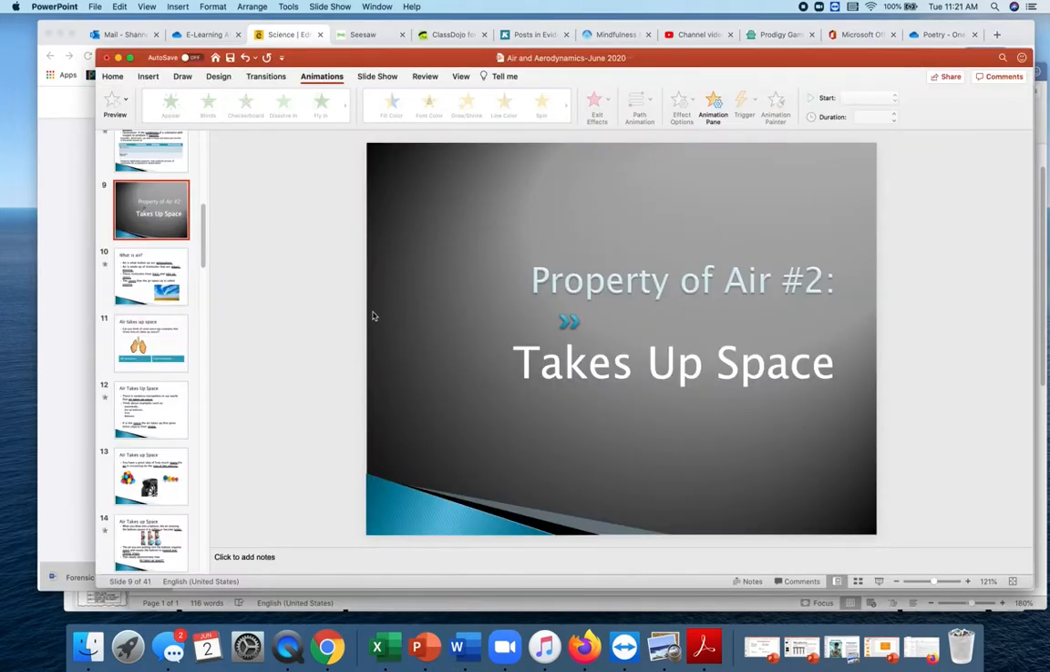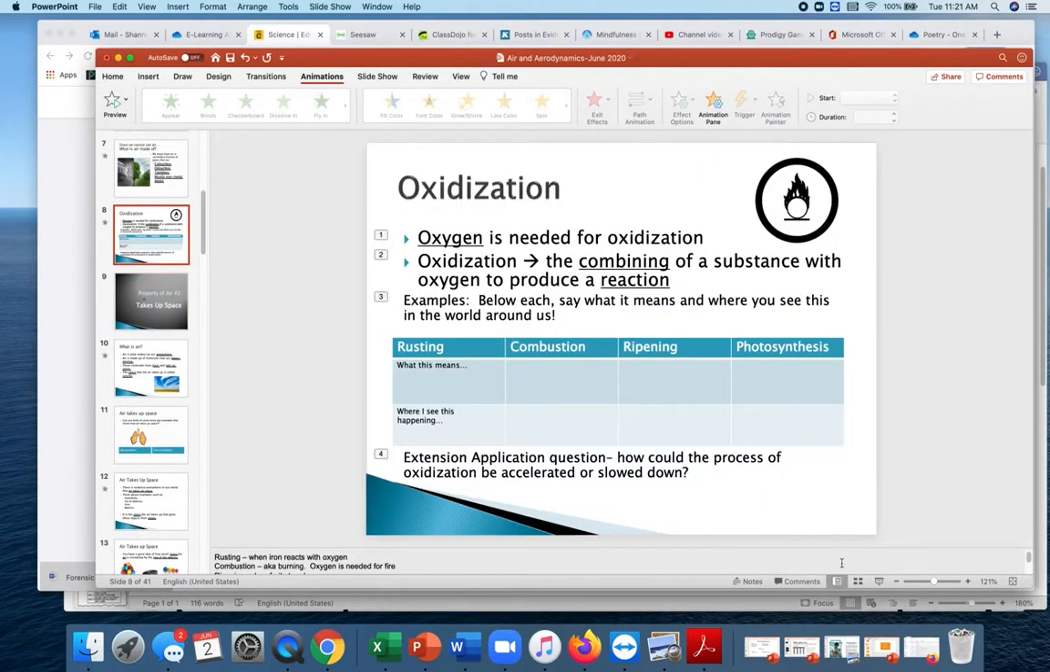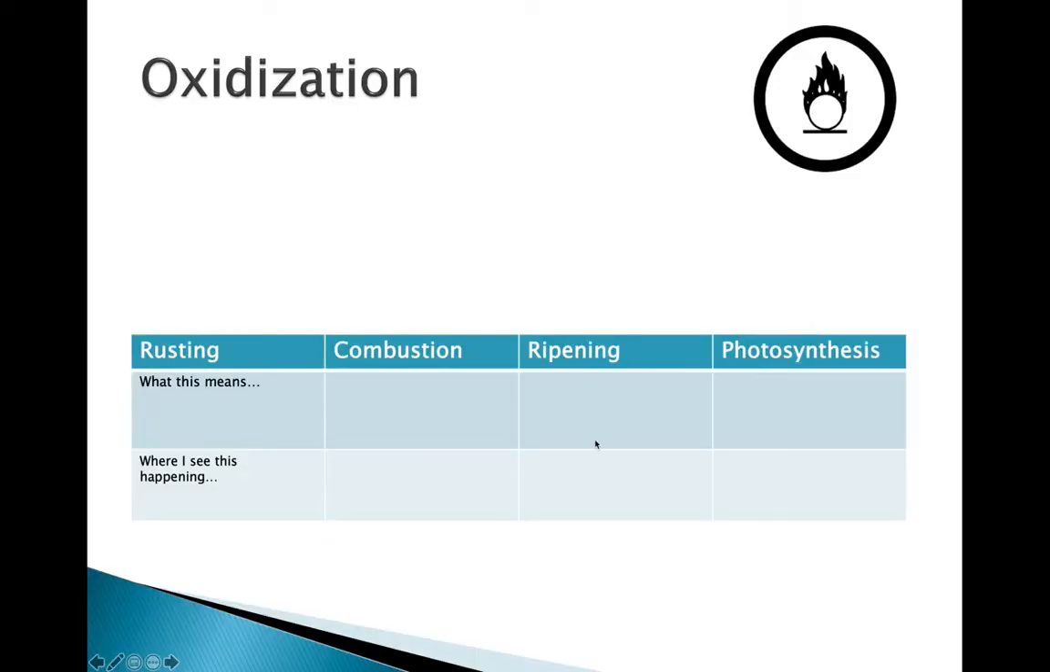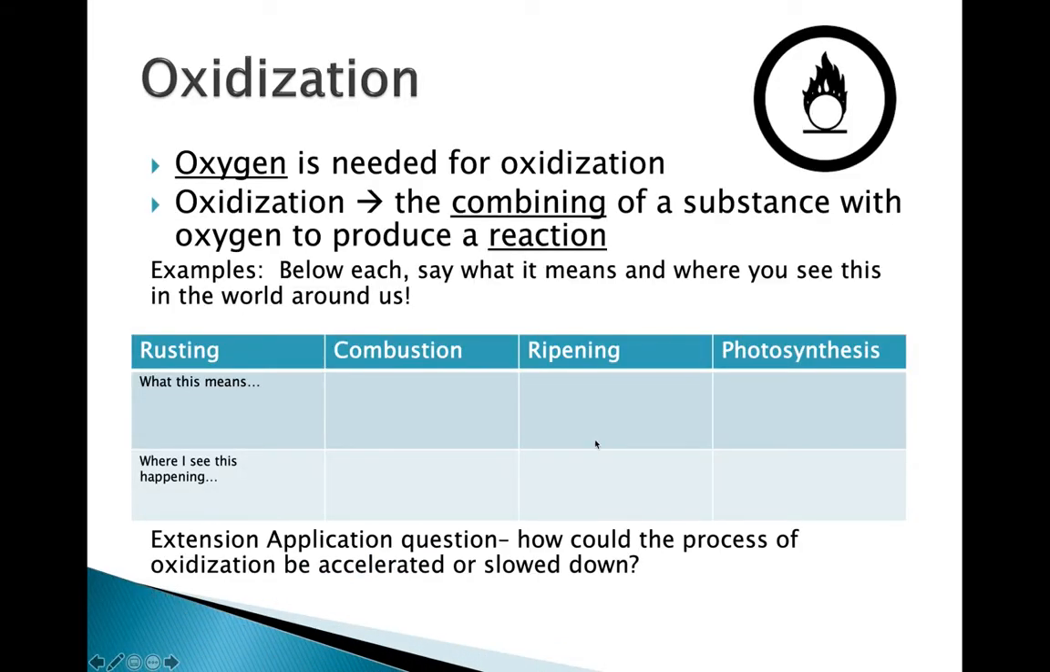As a reminder, this is what we were supposed to do from yesterday. We learned about oxidization, which is basically the process of combining a substance. A substance is going to be a different substance depending upon which of these 4 it is, to produce some type of reaction. And your job was to look up what each of these are, like what is rusting and where do you see this happening? You should be able to give a couple of examples.